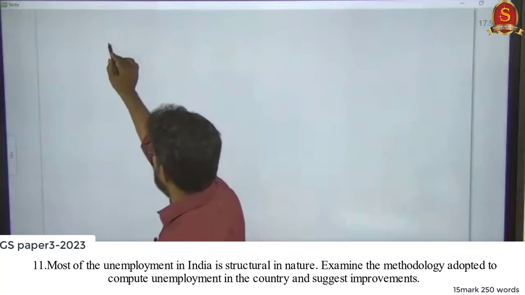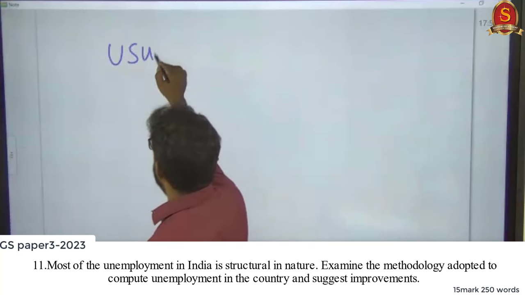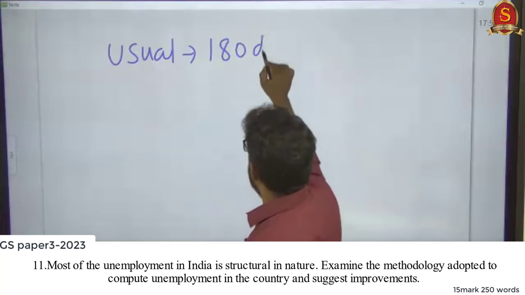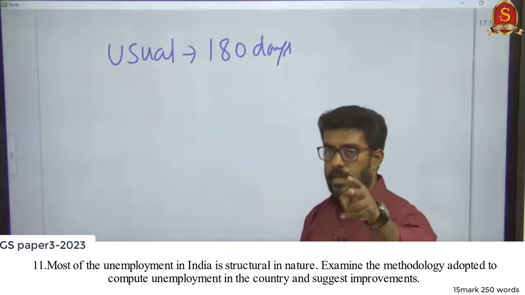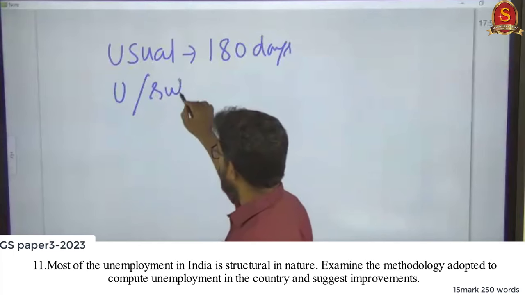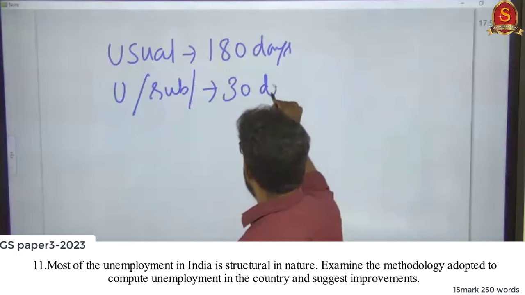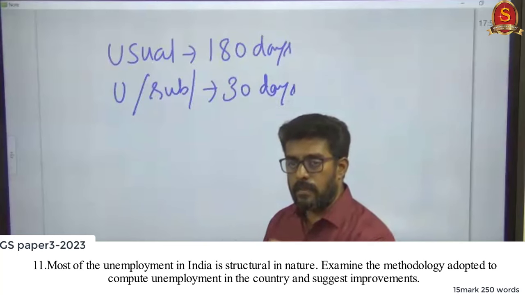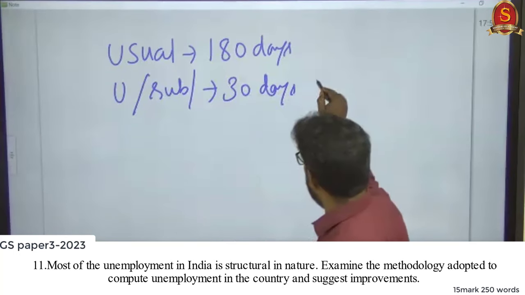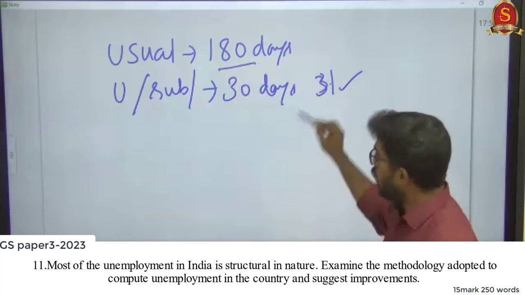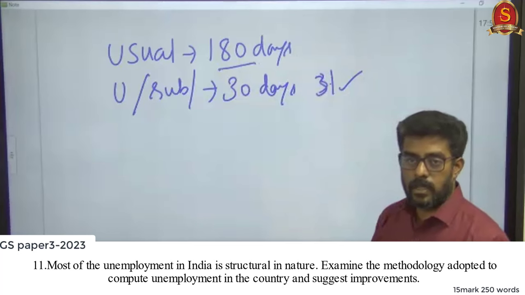The first one is called the usual principal status. Under the usual principal status, we call a person as employed when the person has worked for more than 180 days in a year. When the person is found to have worked for more than 180 days in a year, we call the person an employed person. Then we have one more method called the usual subsidiary status. Under the subsidiary status, a person who worked for 30 days will be taken as employed. So when this data is taken based on the subsidiary status, we must understand that a person who worked for 30 days is considered as an employed person. But in the first method, 180 days is needed, so a person who worked for 31 days will be considered as an unemployed person. These are the understandings we must have.